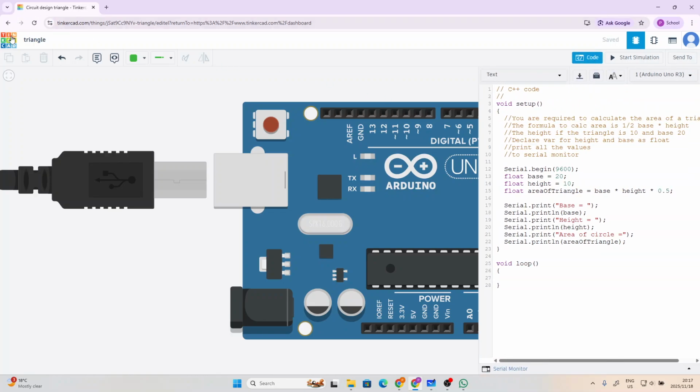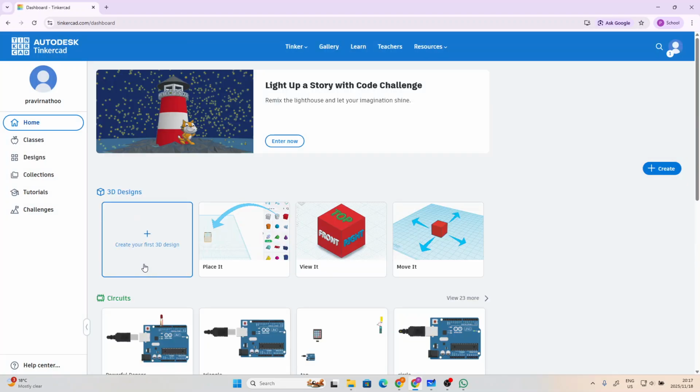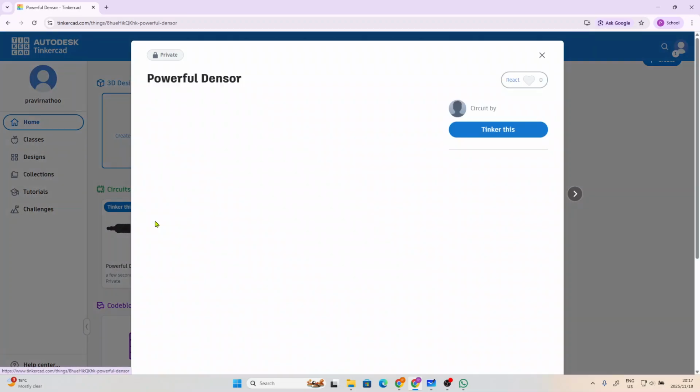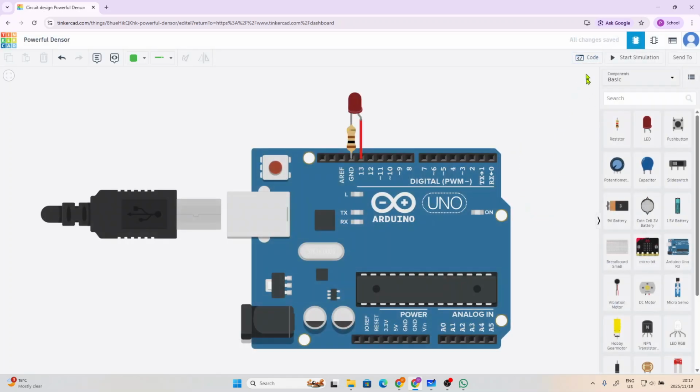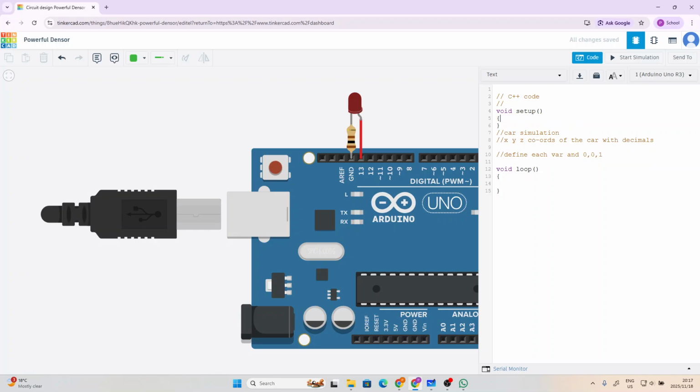Okay, we declare it in the setup. Now, anyone besides Mpilo, guide me through this. You guys know how to declare variables and assign them values? No. Okay, then let me teach you.